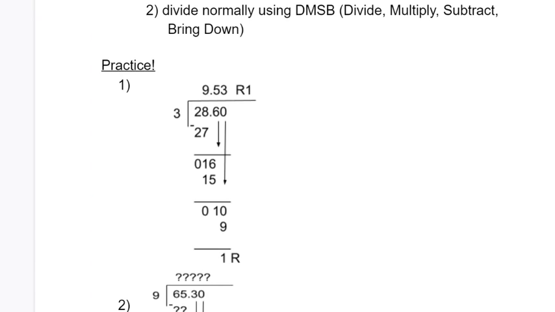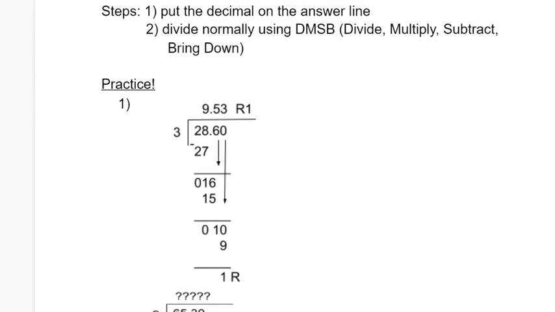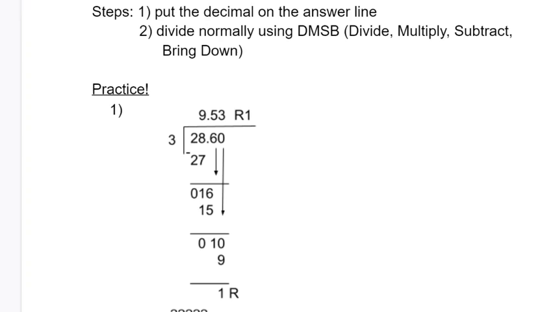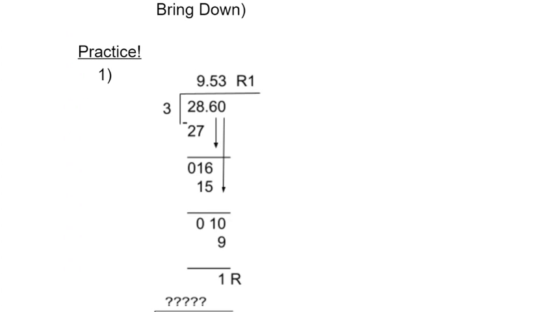So 28 and 60 hundredths divided by 3. The first step is to put the decimal on the answer line. So you're going to put the decimal point exactly above where the decimal point of 28 and 60 hundredths is. Then you would divide normally using DMSB. So 3 can't go into 2, but 28 can go into 3 9 times. So 3 times 9 is 27. You subtract that and you get 1. And then you bring down the 6, and then it would be 0, 1, 6, or 16.